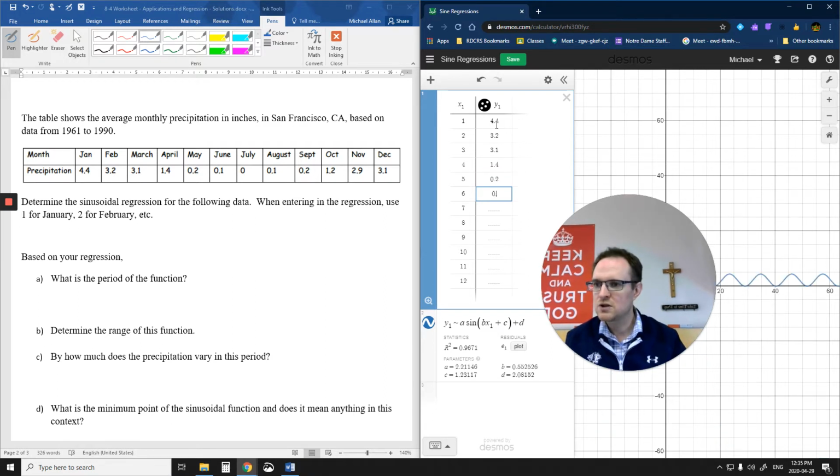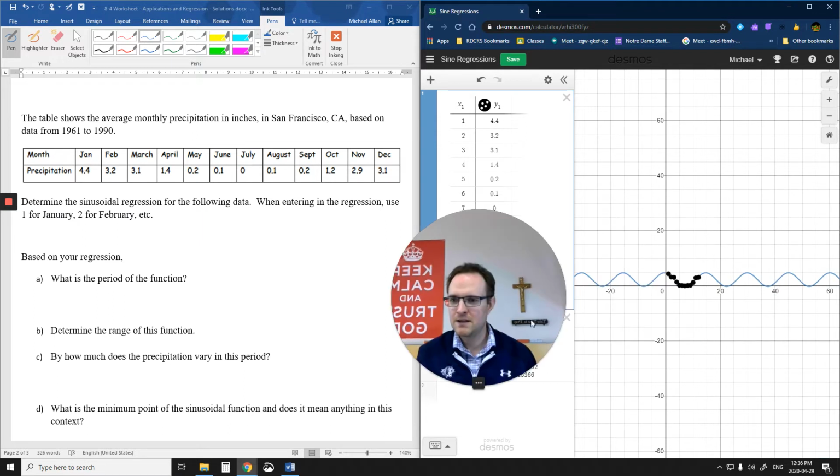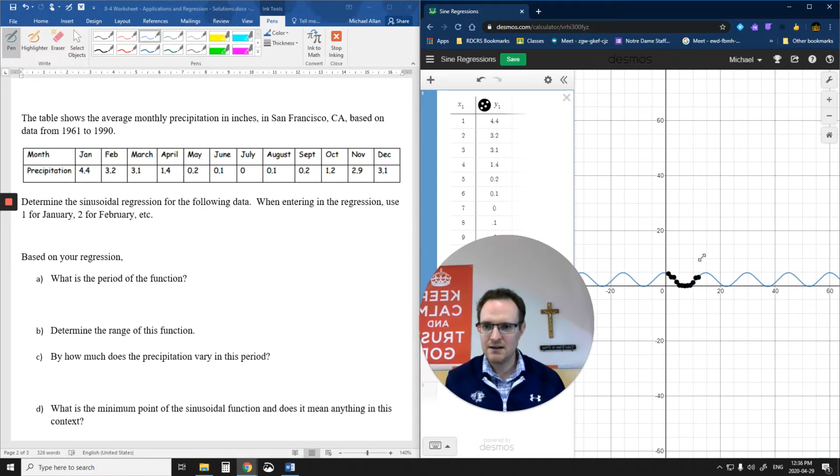Okay, now we're back to a regular regression, looking pretty good. 0.2, 1.2, 2.9, and 3.1. Okay. So let's zoom into our data.